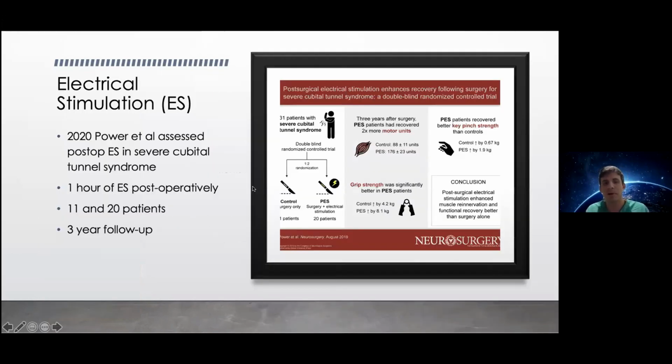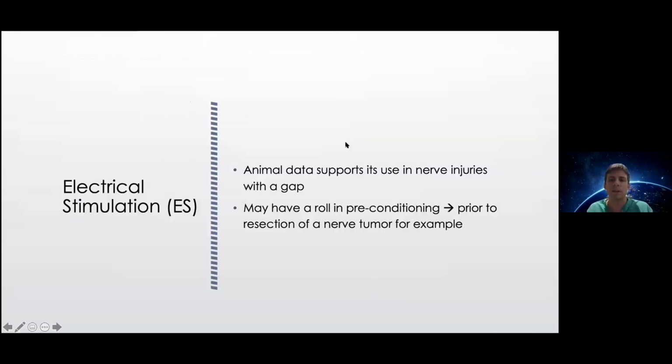Here's one that was just published in our own literature for severe cubital tunnel syndrome. This is a double-blind randomized trial where electrical stimulation was used again for 1 hour post-operatively with 3-year follow-up, and the post-surgical electrical stimulation enhanced muscle reinnervation and functional recovery better than surgery alone. So it appears that there may be a role for electrical stimulation, and can we use it? Well, there have not been any studies looking at it in a nerve injury with a gap, which is something that we could potentially look at.